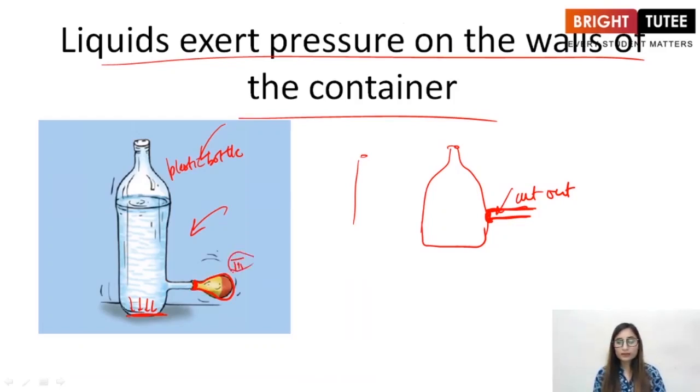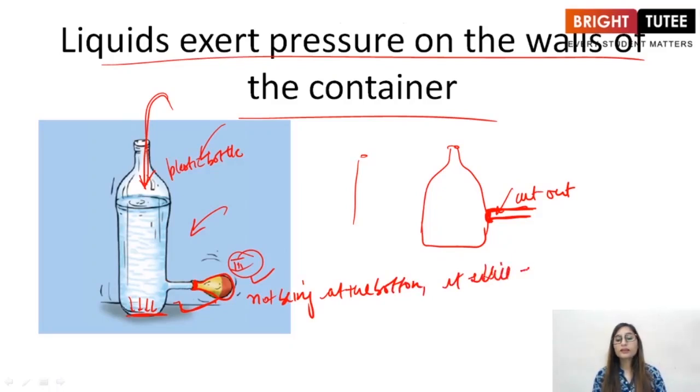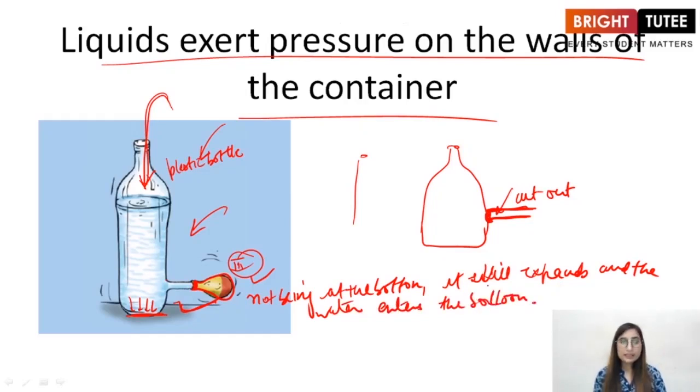The third step will be attaching the balloon. Then you pour water into it. When you pour the water, you will notice that the balloon, even after not being at the bottom, still expands and the water enters the balloon. This balloon is now on the sides of the container, not on the bottom. Still the water is entering into it and putting some pressure so that this balloon is expanding.